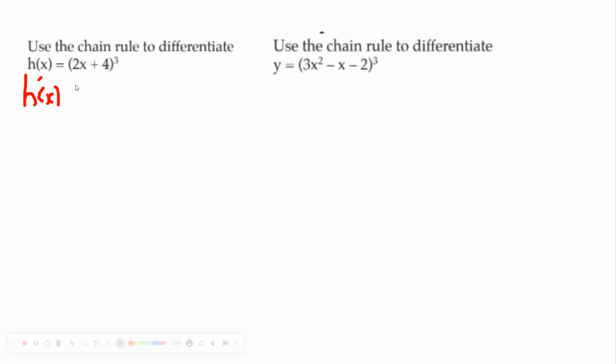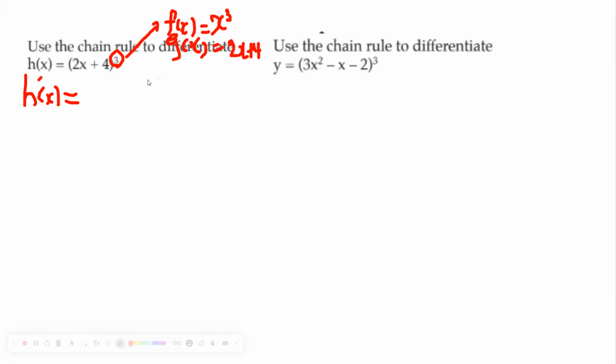Chain rule: if you identify the outside function, which is f(x) is x to the power of 3, and g(x) is 2x plus 4. So first, if you can identify outside and inside, you differentiate the outside function first, and then times by the derivative of the inside function second. What you do is you recognize the outside function, which is to the power of 3.